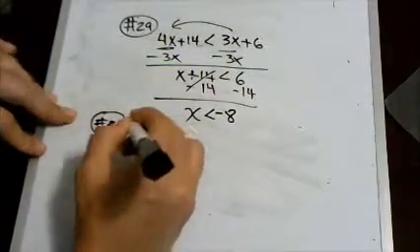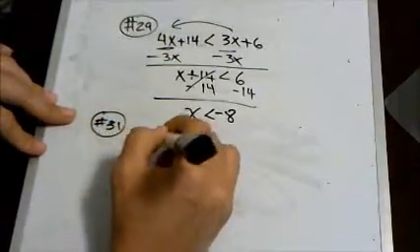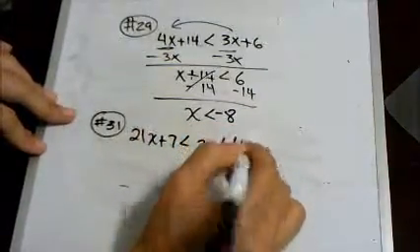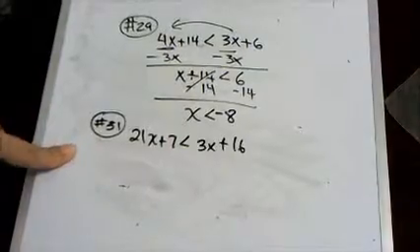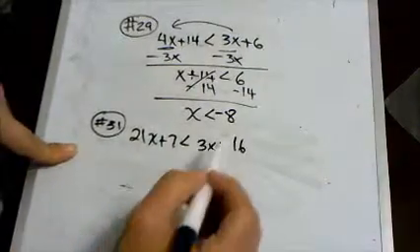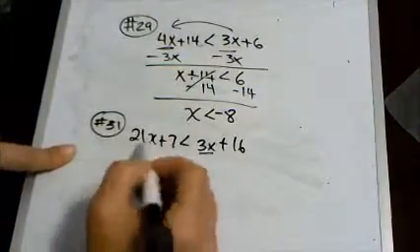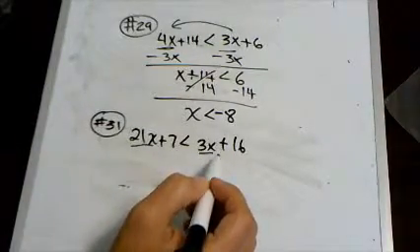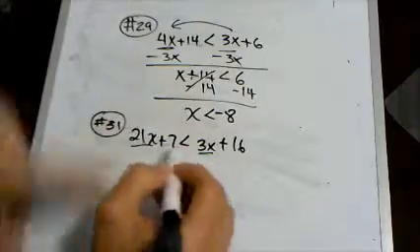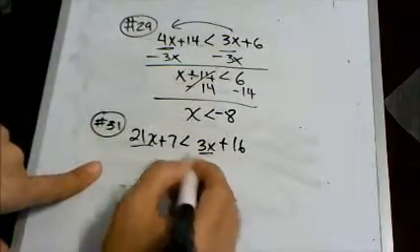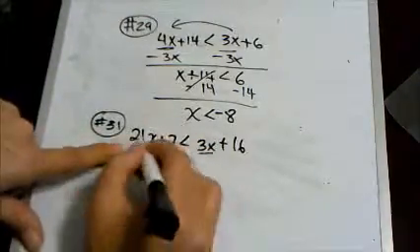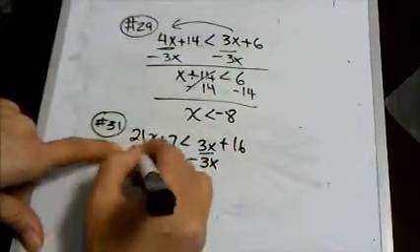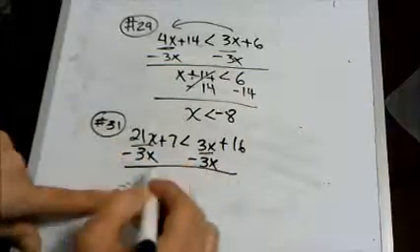Number 31, we have 21x plus 7 less than 3x plus 16. So to do number 31, again, we have an x here and an x here. We need to get those x's together. They need to be a family, cannot be separated. So we'll move over the smaller one. Which one's smaller, 21 or 3? You are so right. It is the 3.